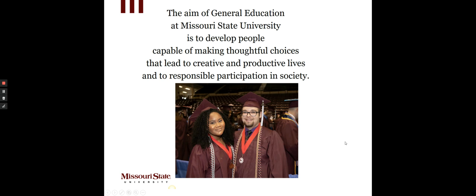The aim of general education at MSU is to develop people capable of making thoughtful choices that lead to creative and productive lives and to responsible participation in society. This university is preparing you not just for the world of work, but for the world.